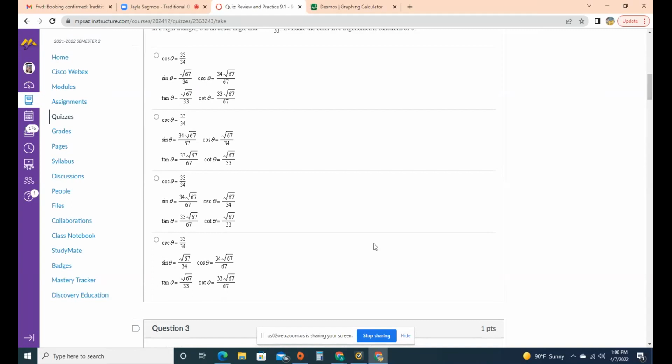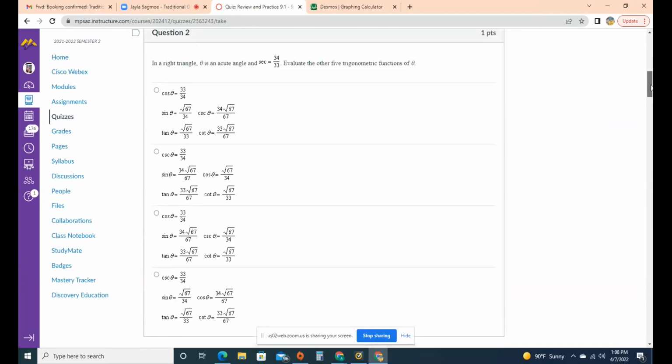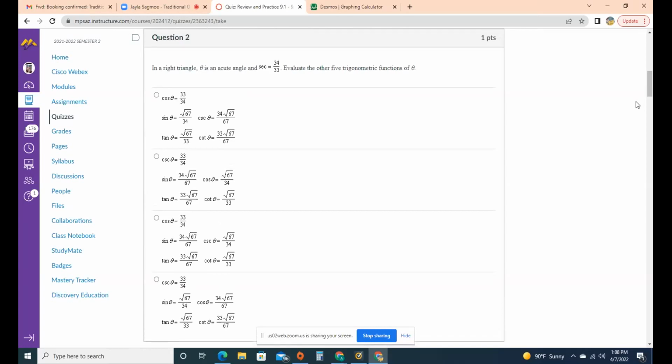Scroll up just a little bit, back to the question. See how if you go back to the question, it says secant theta equals 34/33. The reciprocal of secant is cosine, so cosine is going to be the flip of those numbers. It's going to be 33/34, and cosine is COS. Do you see how in letter A and letter C, cosine is 33/34?